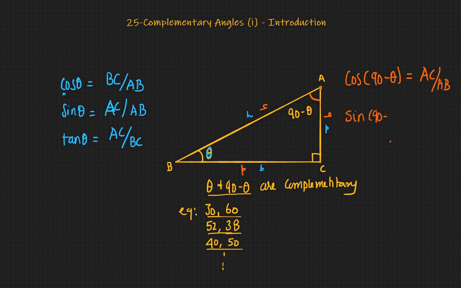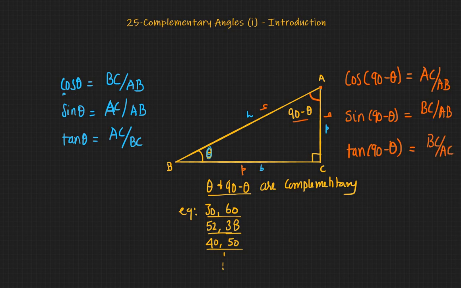Sine of 90 minus theta. Can you please pause the video here and try to write down what would be sine of 90 minus theta and tan of 90 minus theta. Alright, so sine of this angle A, which is 90 minus theta, would be perpendicular by hypotenuse, which is BC by AB. And tan would be perpendicular by base, which is BC by AC.